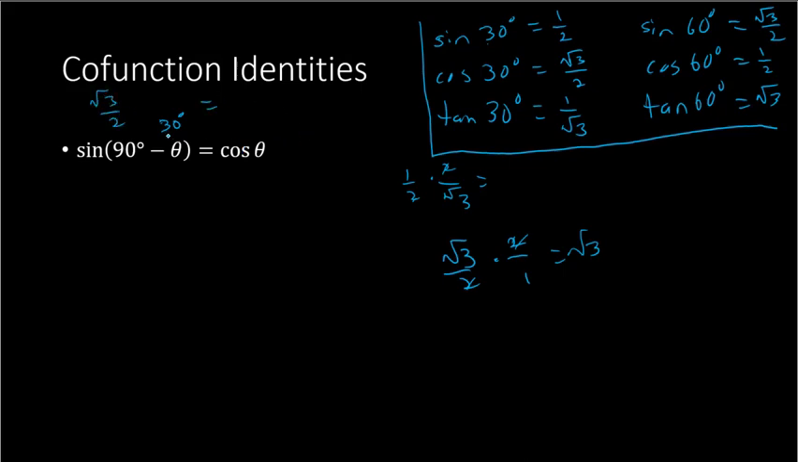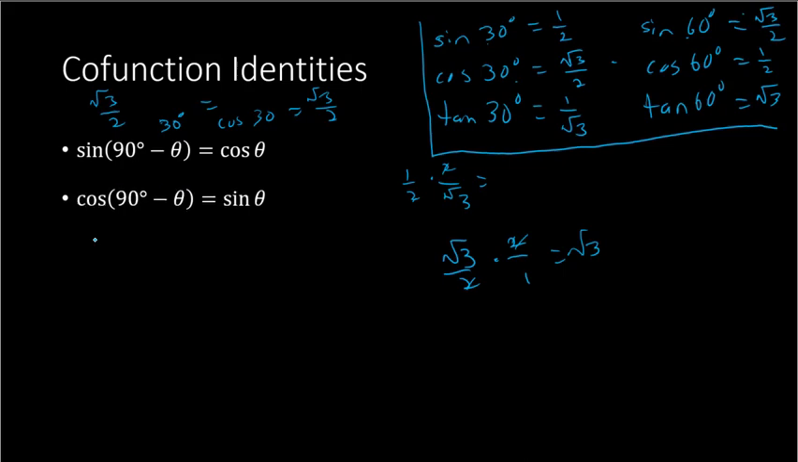Okay, notice that's equal to the cosine of 30 degrees. Right, you plug a 30 in for cosine. Cosine of 30 is also equal to the square root of 3 over 2. So you see the relationship between the cosine of 30 and the sine of 60. They're the same thing. And that's kind of where this idea comes from. And that's kind of a way to help maybe remember what these cofunction identities are.